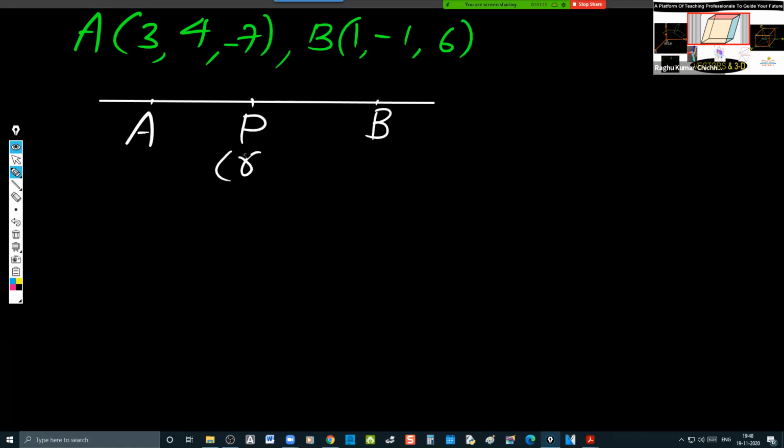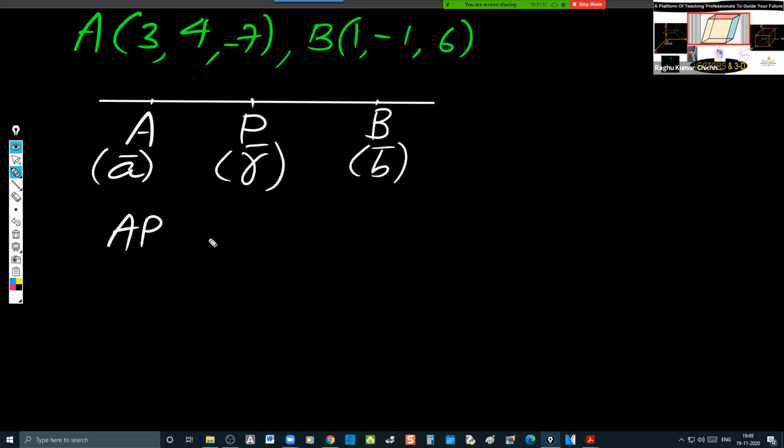In 3D, it is said to be X, Y, Z. In vectors, it is said to be R bar. In 3D, it is said to be X, Y, Z, or Xi plus Yj plus Zk. And I'm taking this as A bar, this as B bar. Now you tell me whether AP and AB are collinear or not. AP bar is equal to lambda into AB bar. We can write because they are collinear.